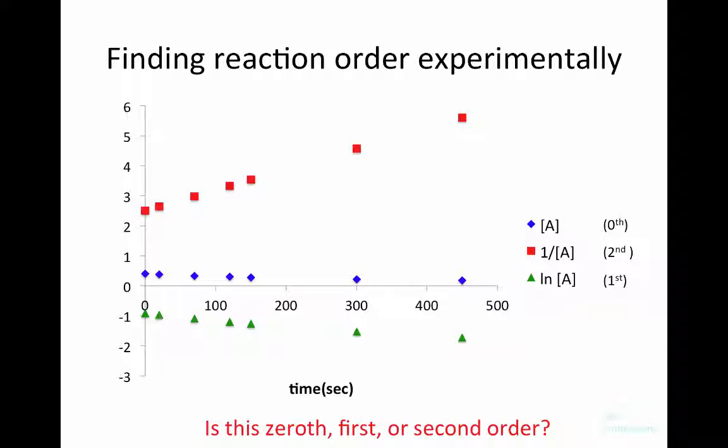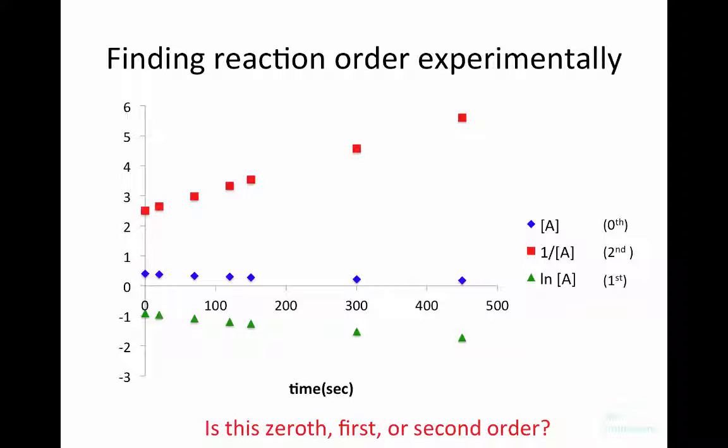So here I have some other data where we have everything graphed on one graph. Here we have our zeroth order, the blues. That's the concentration of A versus time. We have the second order, those are the reds. That's 1 over the concentration of A. And then down at the bottom we have the natural log of A, so that's going to be our first order reaction. Is this a zeroth order, a first order, or a second order reaction? When you look at it, you can't really tell. They all look kind of linear, don't they? How do you determine which of those orders is correct?